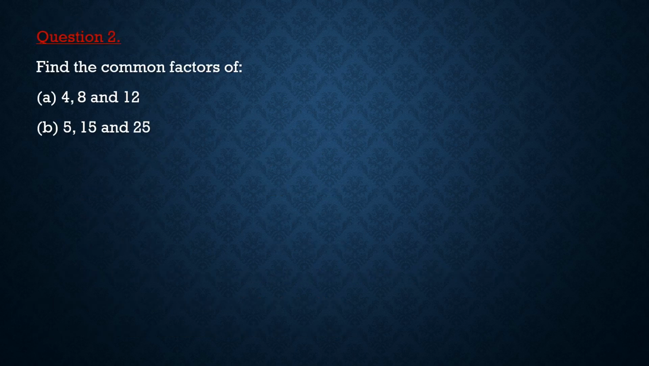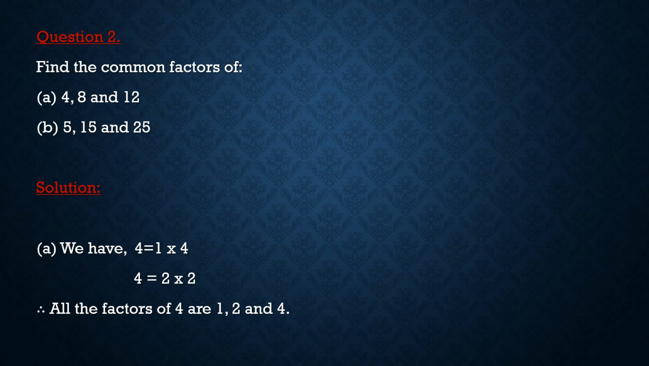Question number 2. Find the common factors of the first part: 4, 8 and 12. Here we have been given 3 numbers. So let's start. We have 4. 4 can be written as 1 into 4 and 2 into 2. Therefore, all the factors of 4 are 1, 2 and 4.